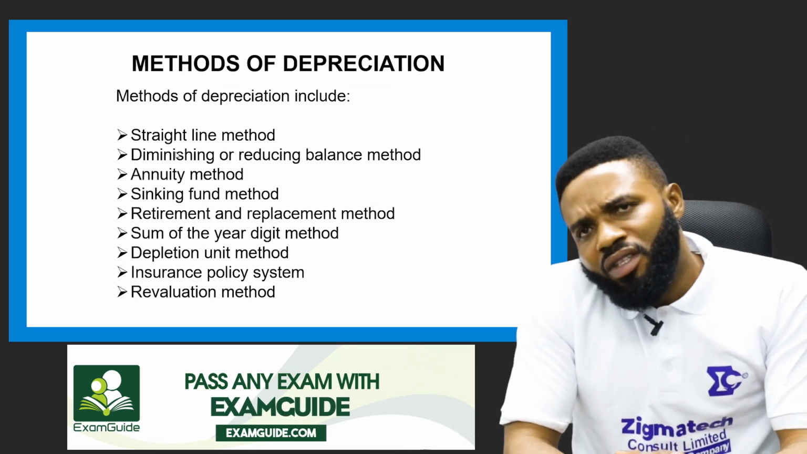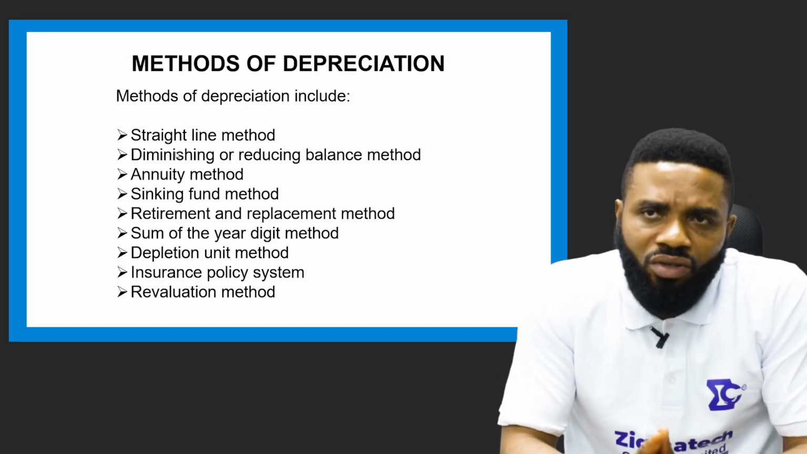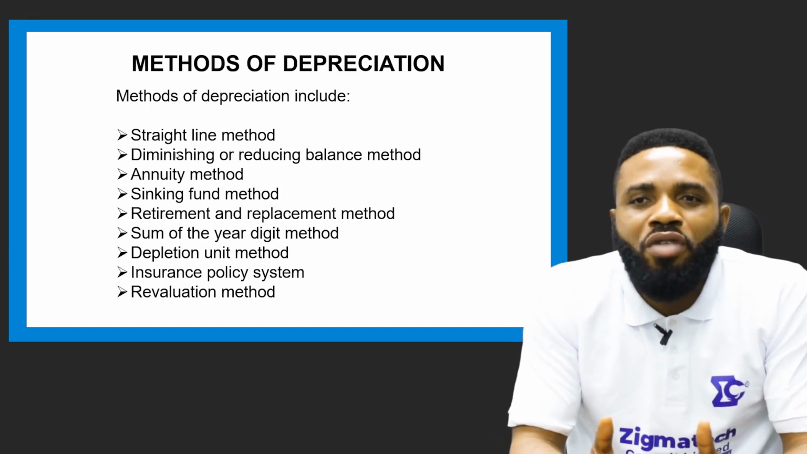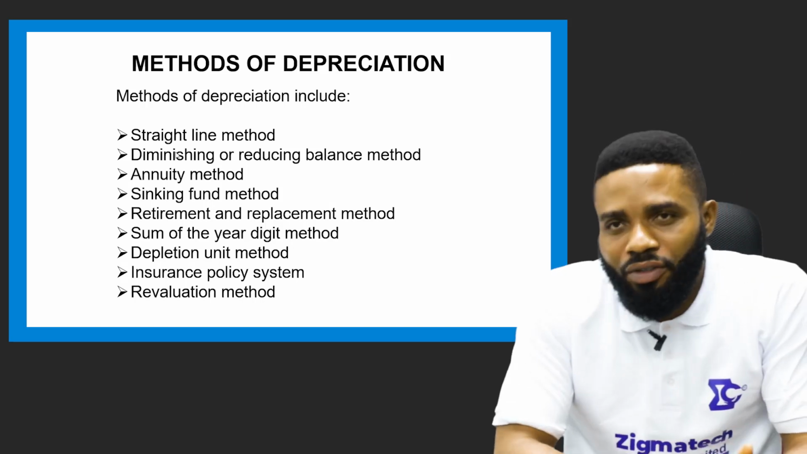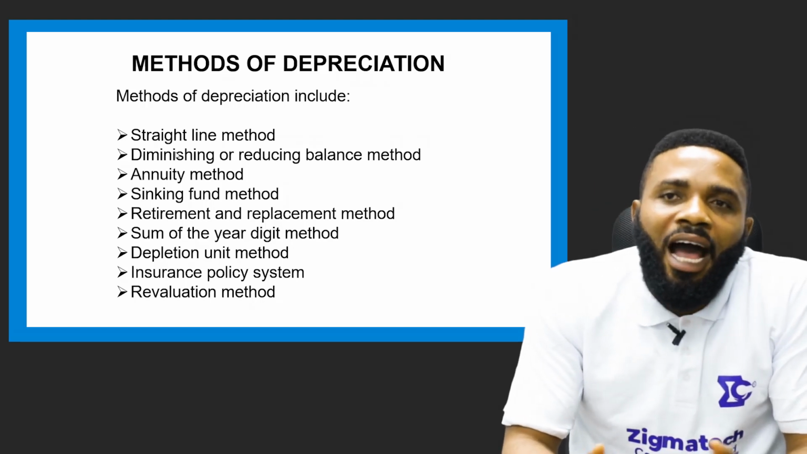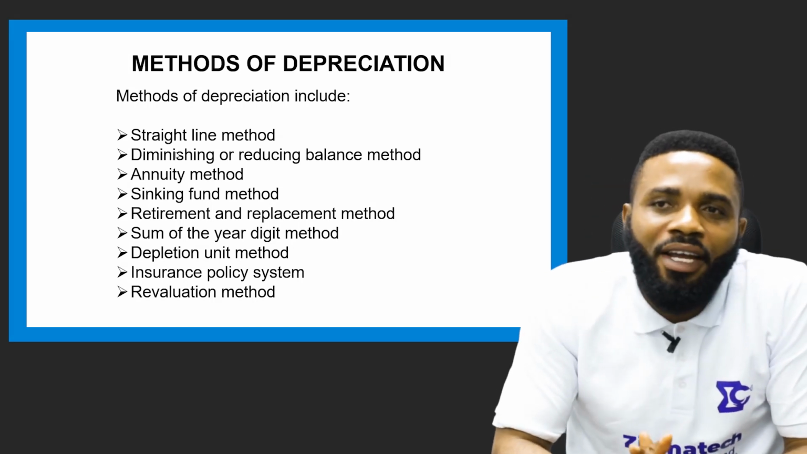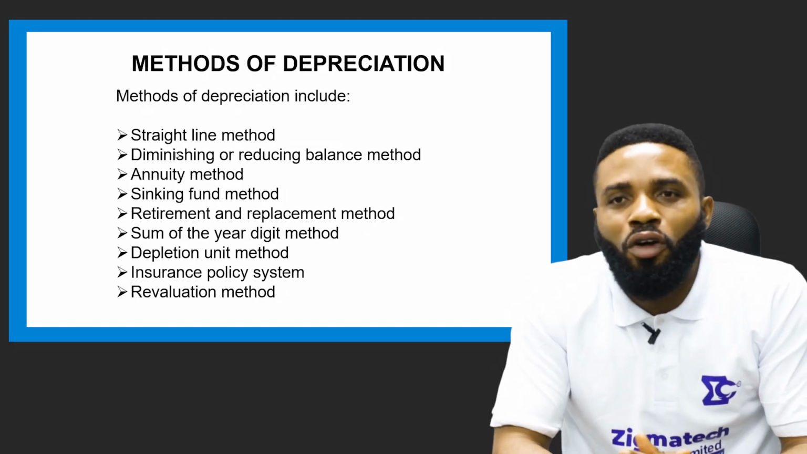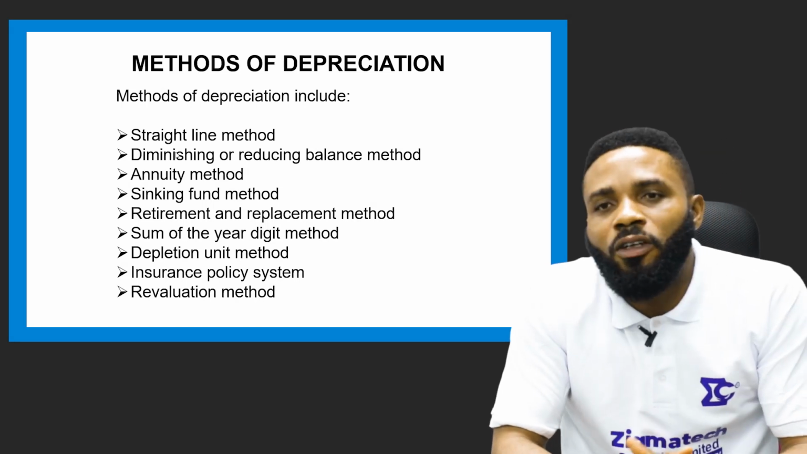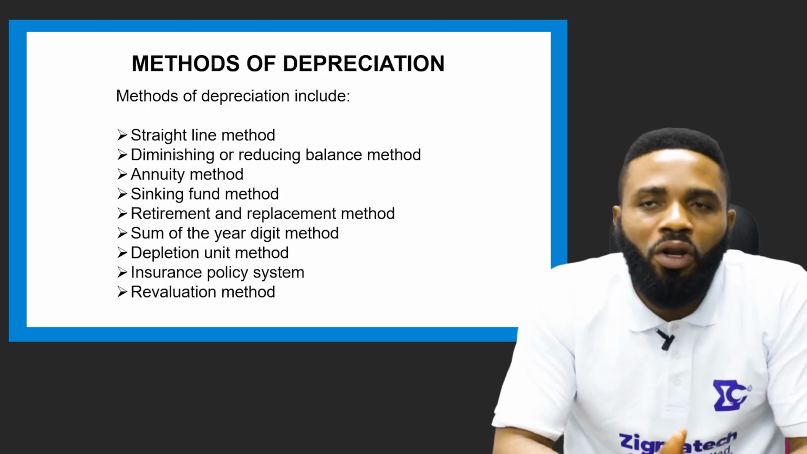Now, let's look at what we call methods of depreciation. We have different methods of calculating depreciation. But for the sake of this lesson, we are just going to mention a few. Number one, straight line method. Number two, diminishing or reducing balance method. Number three, annuity method. Number four, sinking fund method. Number five, retirement and replacement method. Number six, sum of the year digit method. Number seven, depletion unit method. Number eight, insurance policy method. And number nine, revaluation method.